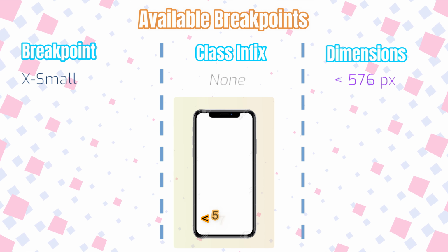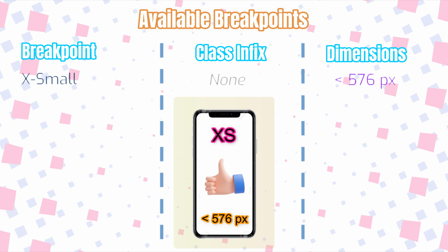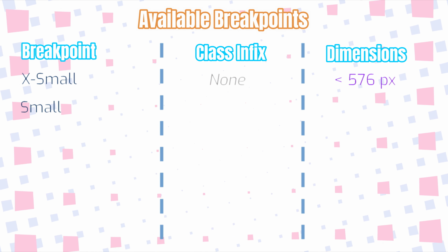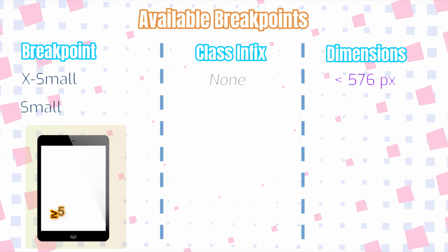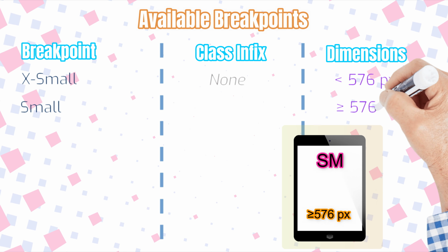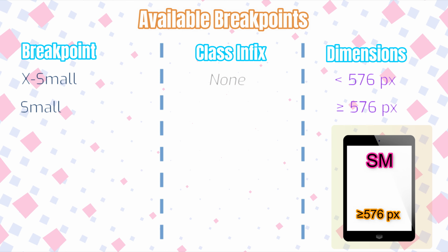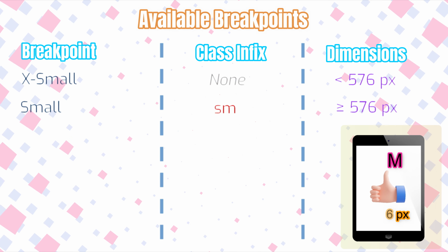This includes extra small devices such as phones with width less than 576 pixels. Then the next breakpoint is for small devices such as portrait tablets and large phones having width more than 576 pixels. A prefix SM assigned to any responsive class targets this breakpoint.